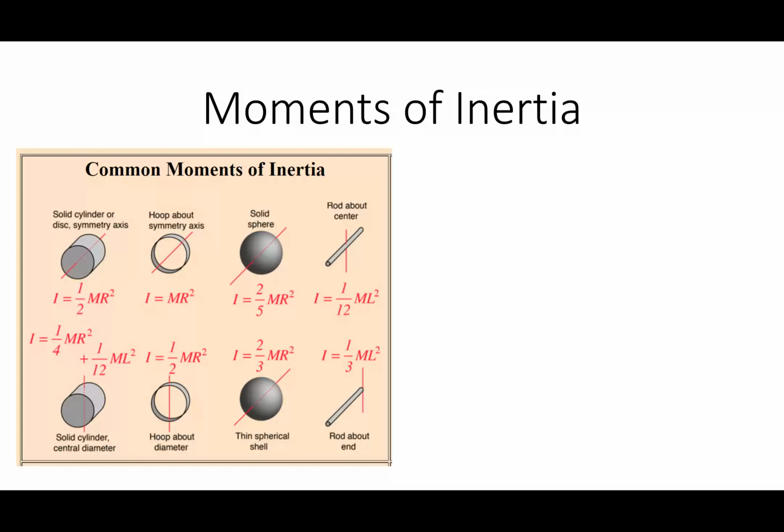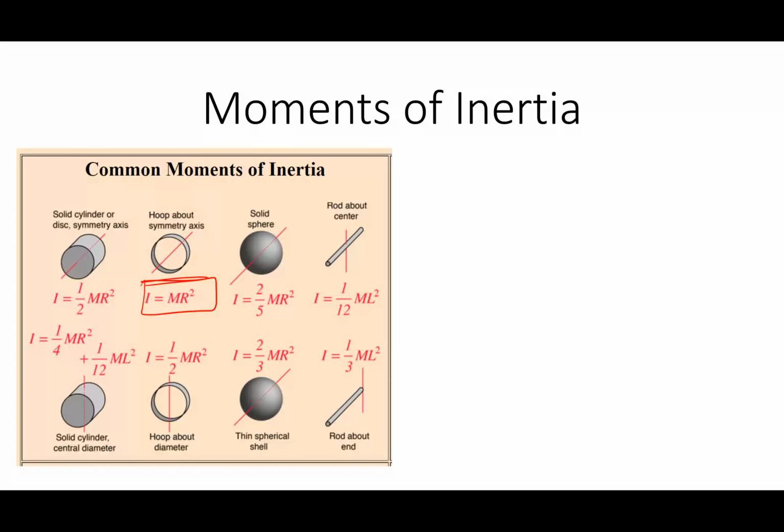All of these equations that we have over here on the left are for common items, and it gives the equation for their moment of inertia, their rotational inertia. The hoop over here has the greatest rotational inertia. So when your rotational inertia is high, that means that it is hard for you to start rolling.